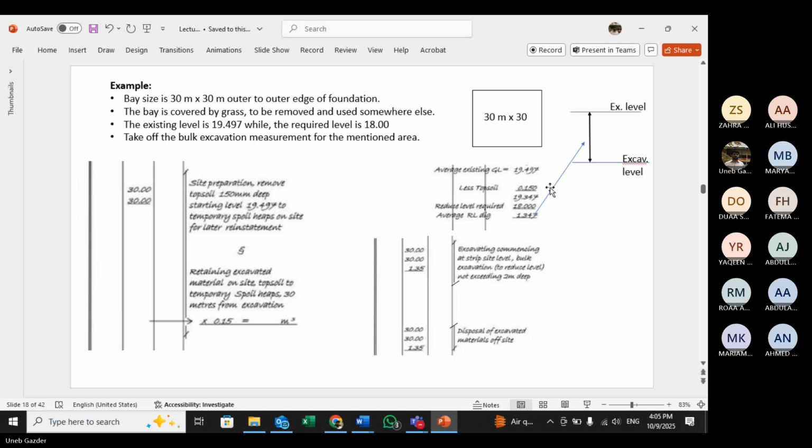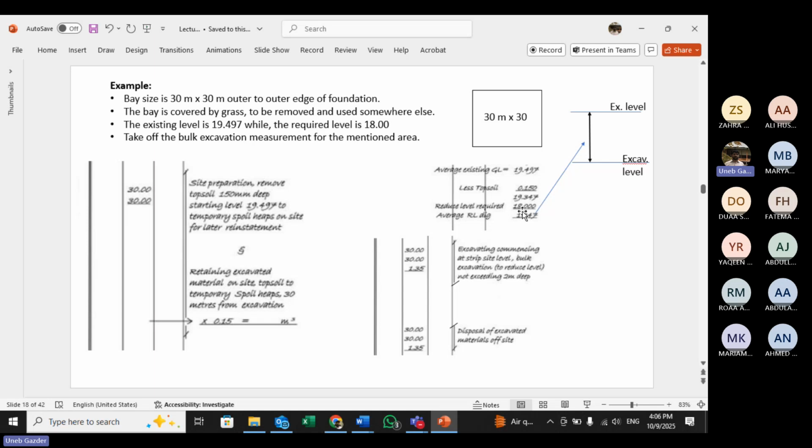Now, the existing ground level is this much is given. So they did the survey and they found the existing ground level is this much. From this ground level already, and obviously it could be an average value. As I already mentioned, if the ground is almost level, you can take an average value, no problem. So from this existing level, I already subtracted the topsoil. Topsoil is removed. So now the ground level will go from 19.49 minus the topsoil up to 19.34. So this is now the ground level after the topsoil removal.